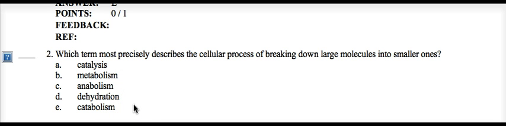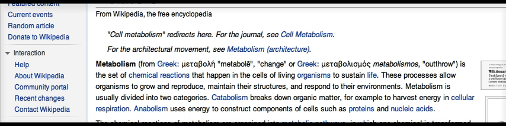I thought this was kind of a tricky question because they're asking something really specifically, where you might have thought about arguing that metabolism was it. And then if you ruled that out, you're going to be kind of stuck between catalysis and catabolism. So let's look at metabolism first. I'm just going to show you on Wikipedia here.